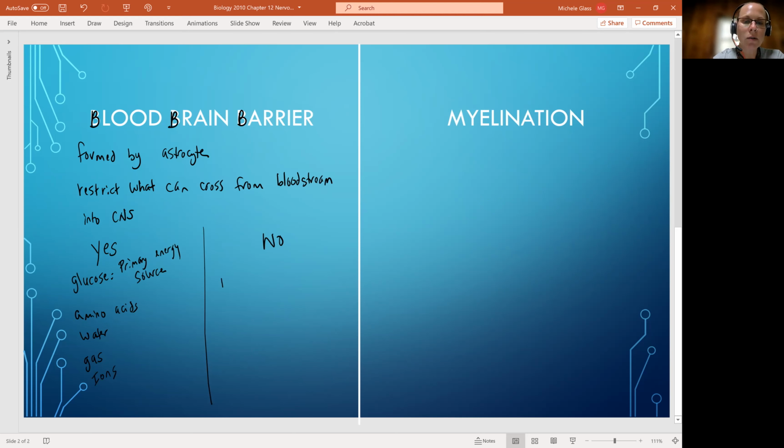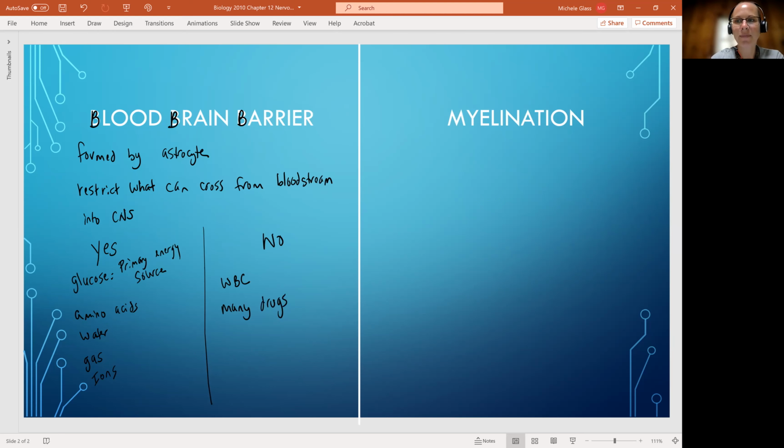White blood cells can't cross. And so this is the reason for that microglia, the resident phagocyte. So we're not able to have our defensive white blood cells actually crossing into the brain and the spinal cord area. And then lots of drugs don't. And here, drugs, we're talking about like pharmaceuticals.